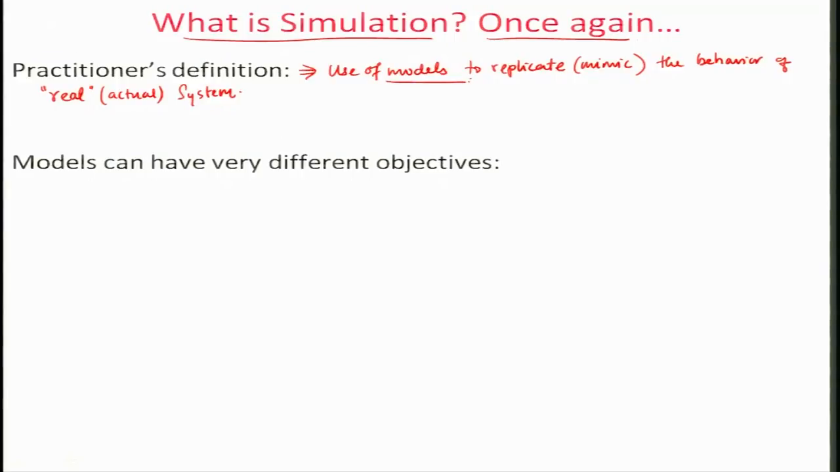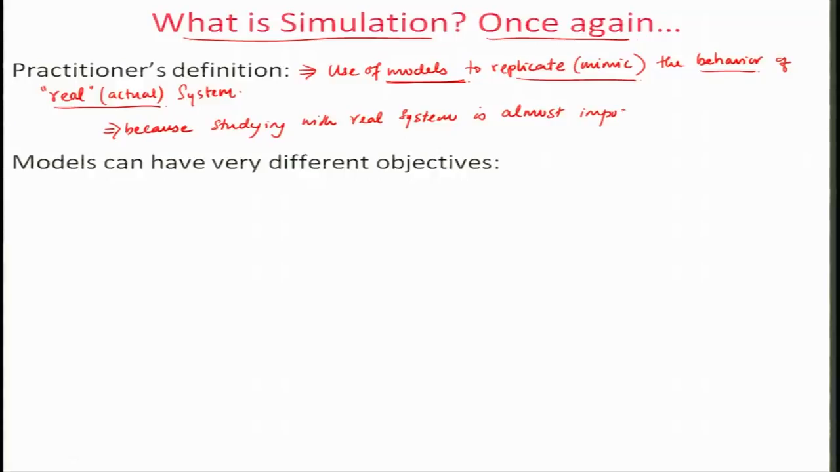That is what we are trying to do in this class as a practitioner: we use models to replicate or mimic. We are basically trying to answer the question of how the actual system behaves. It is very expensive to study the behavior of the actual system with the actual system, because studying with the real system is almost impossible or cost prohibitive. Hence you use models to mimic or replicate the behavior of the actual system.